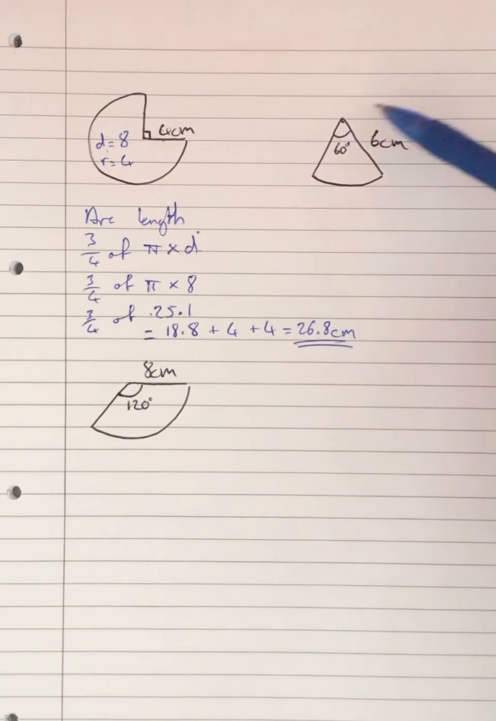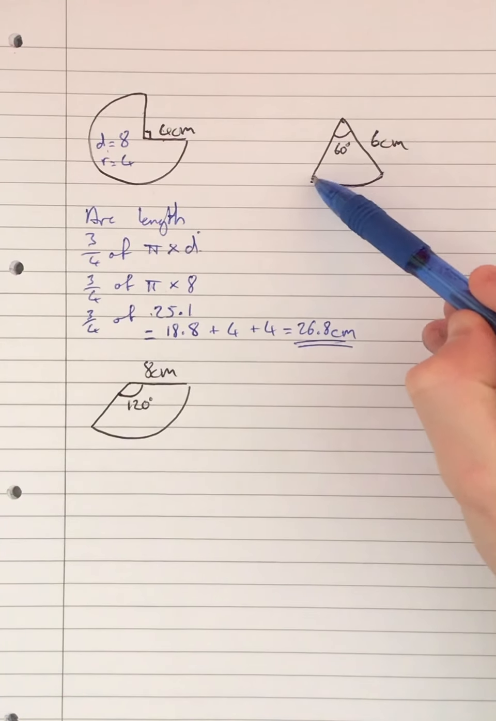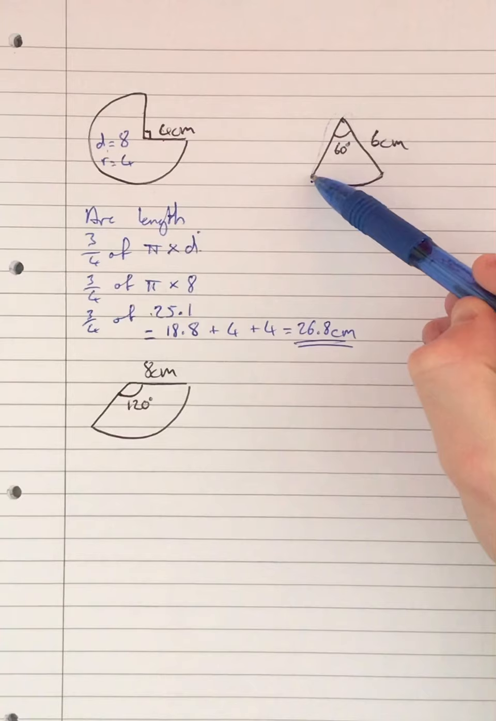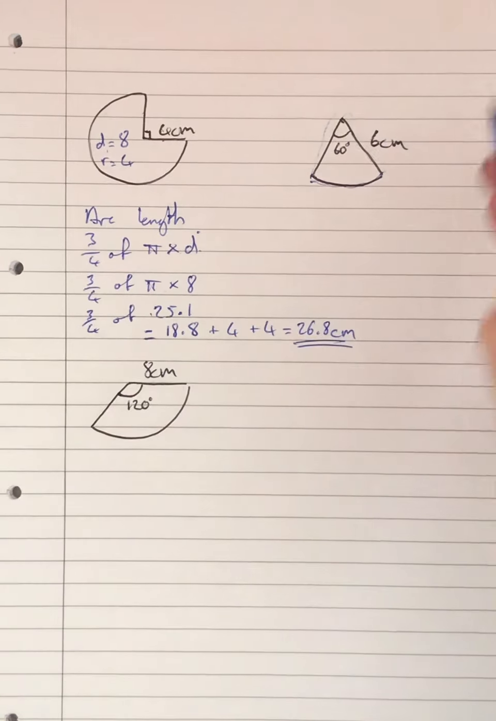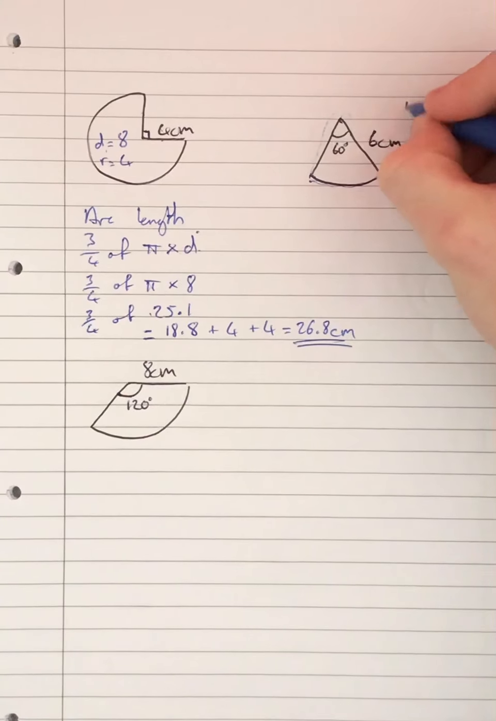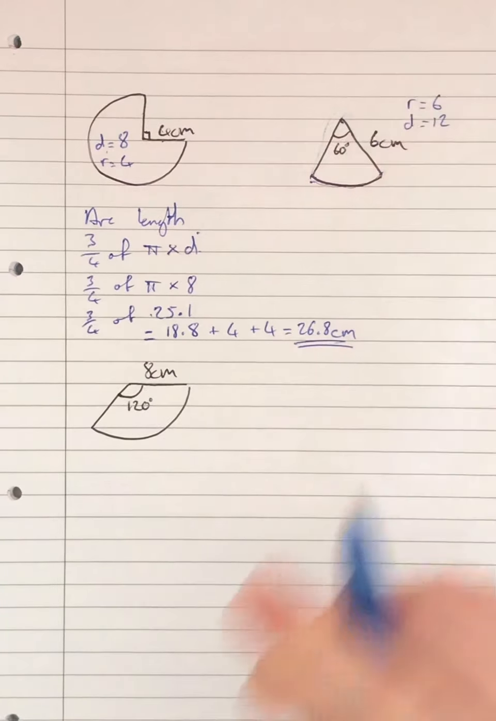Now, this next question, we're again going to need to work out our arc length and then add on these two parts here. Now they're both the radius, so they're both going to be 6. And while we're making note that the radius is 6, we should write down that the radius is 6 and the diameter is 12.